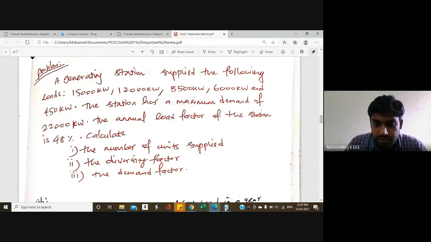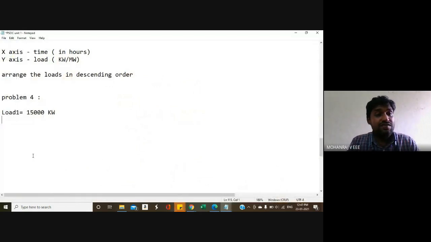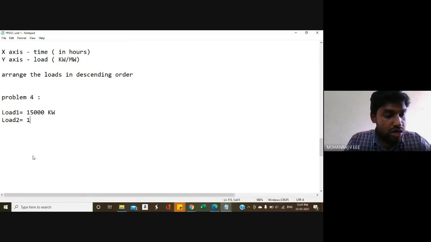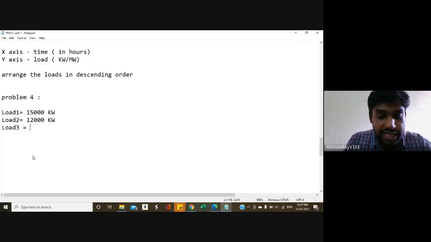Fine. So first, let us write down the values of the loads. Load 1 is 15,000, load 2 is 12,000 kilowatts, then load 3 is 8,500 kilowatts.